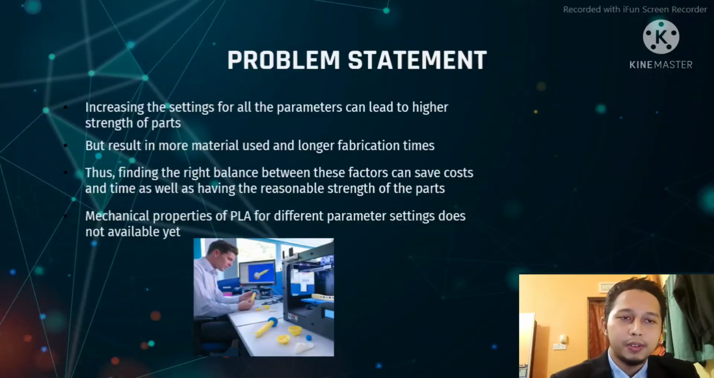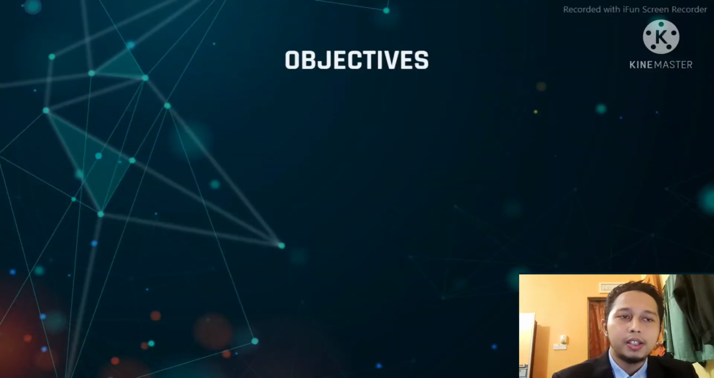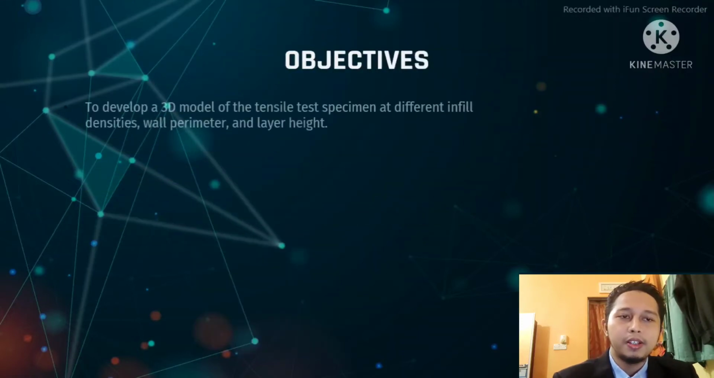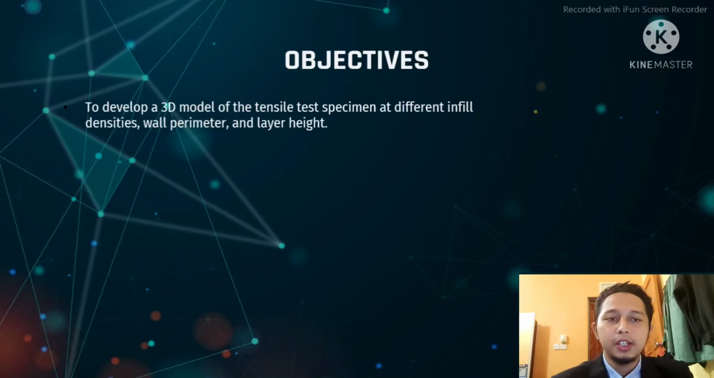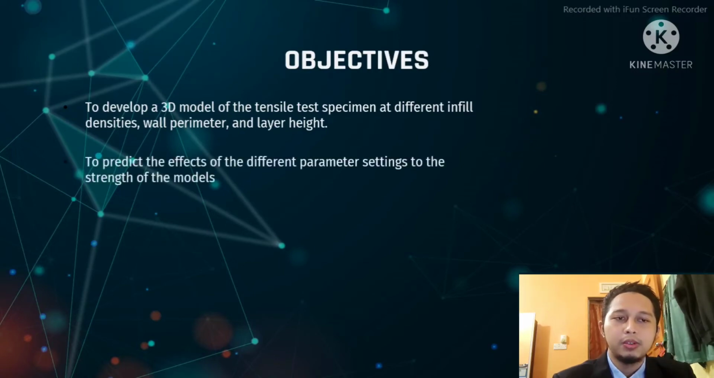For the objectives, the first objective is to develop a 3D model of the tensile test specimen at different infill densities, wall perimeters, and layer heights. This will be further discussed in the scope of study. The second objective is to predict the effects of the different parameter settings on the strength of the models.